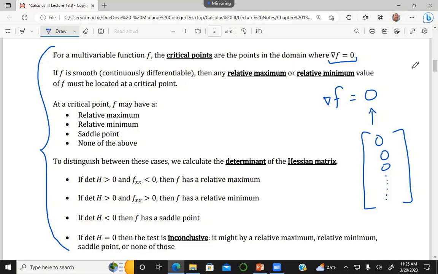If the determinant of the Hessian matrix is greater than 0 and the second partial derivatives are greater than 0, then your function has a relative minimum. If the determinant is less than 0, then you've got a saddle point. And if the determinant of the Hessian is equal to 0, then we say this test is inconclusive. That means it could be a relative maximum, a relative minimum, a saddle point, or none of those things. We have absolutely no new information about what that critical point is if the determinant is 0.